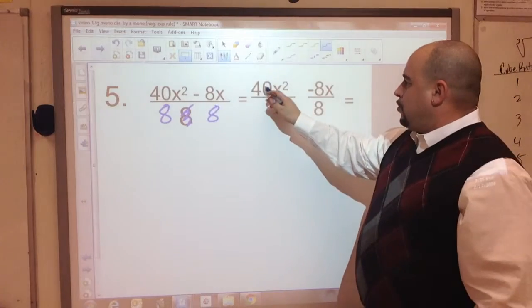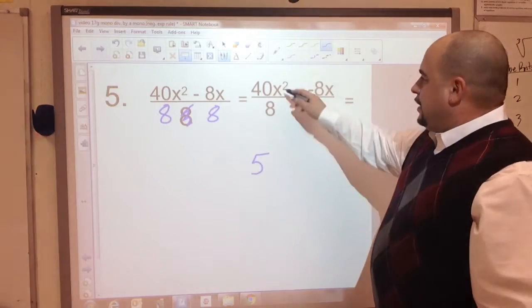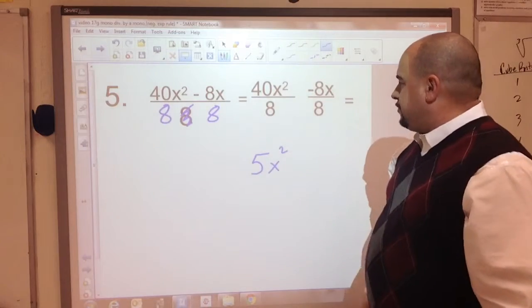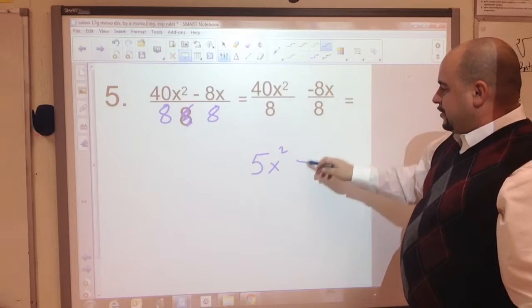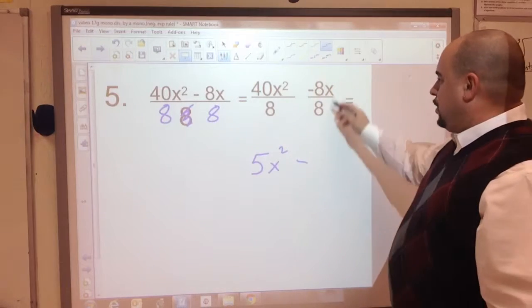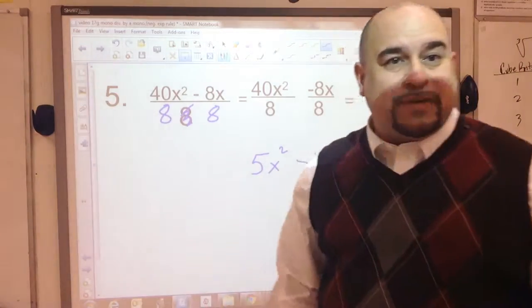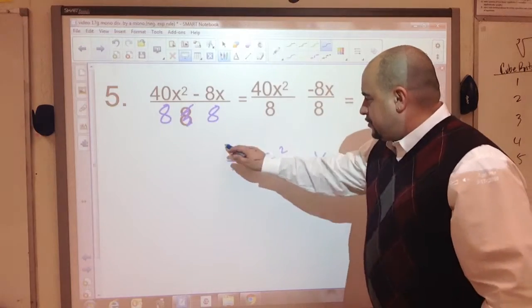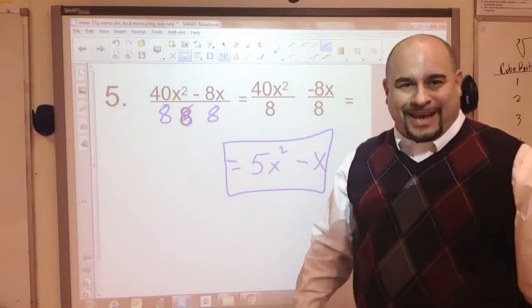So let's do 40 divided by 8, which is 5. x squared, because I have nothing else that goes with the x squared. Minus, because negative 8 divided by 8 is negative 1, and there's nothing that goes with the x, so I just leave it alone. So in this case, my final answer is 5x squared minus 8.